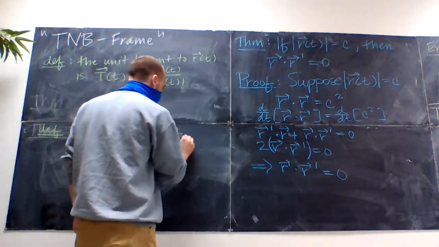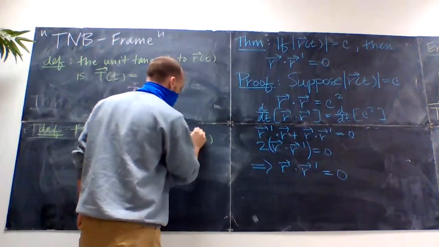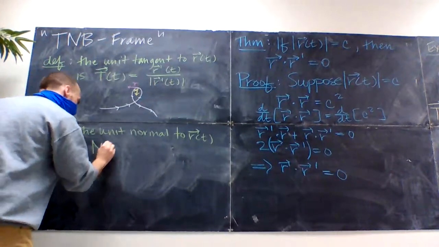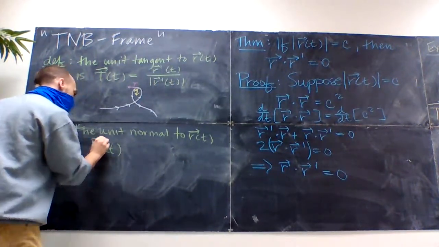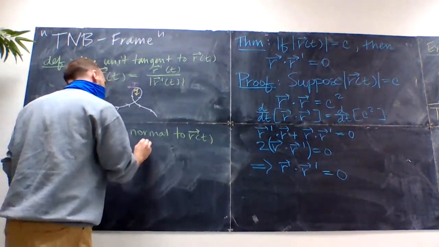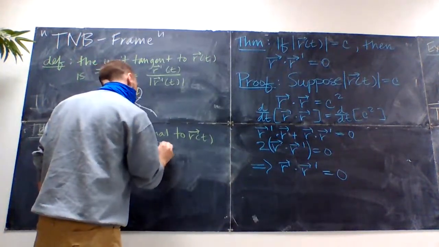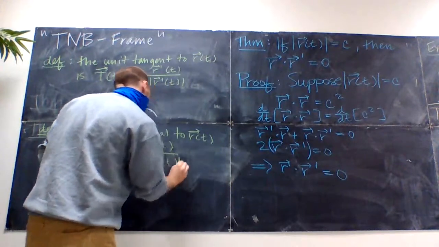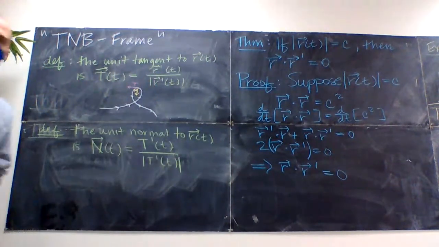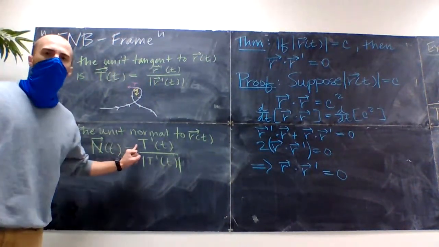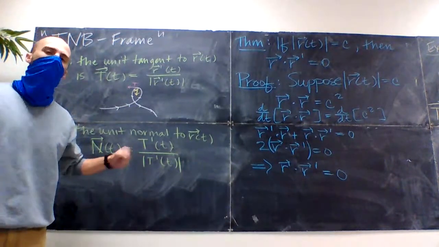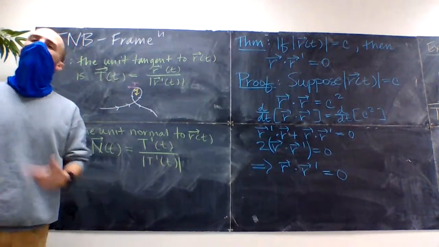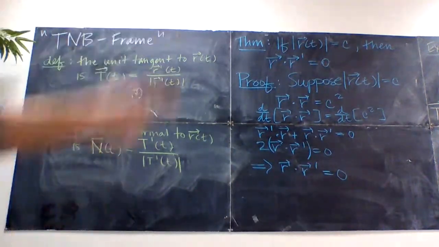The unit normal to r of t is n of t equals T prime divided by the length of T prime. Now I'm just going to mention that the derivative of a unit vector, or the derivative of a function at a place where the function is a unit vector, is not necessarily going to be a unit vector, as you'll see over there in the example.